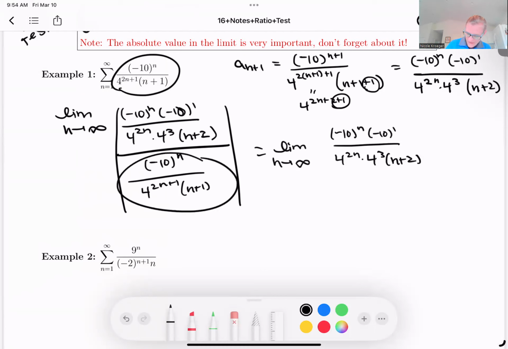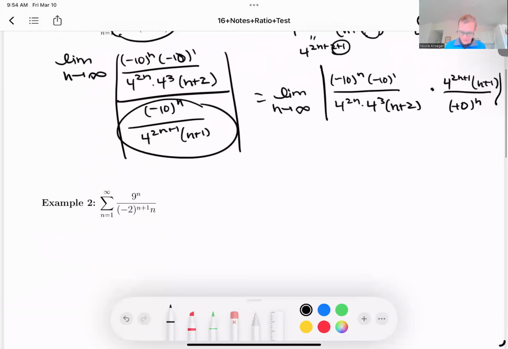I'm going to flip this guy. And you can always start out by writing this as a multiplication where you flip the a sub n term. That's fine if you jump straight to that. So let's see, the negative 10 to the n will belong in the denominator. We'll have the 4 to the 2n plus 1 times n plus 1. Okay, and now let's hope things cancel out, because otherwise we'll be in deep trouble. The negative 10 to the n's will cancel out. We're going to be left with that negative 10 to the first.